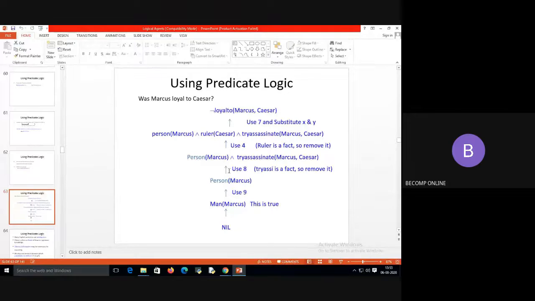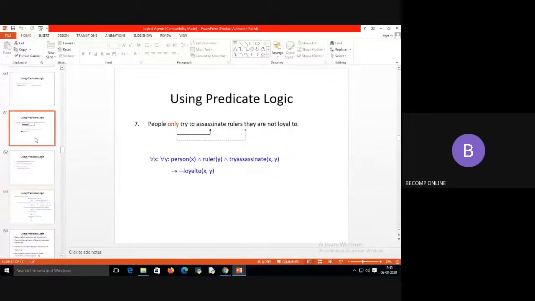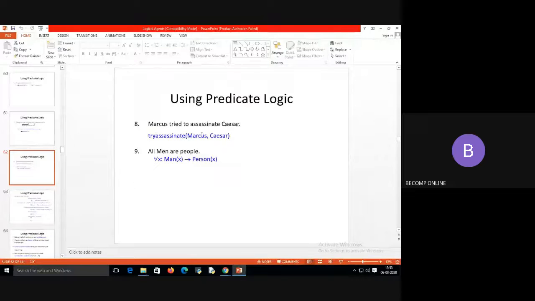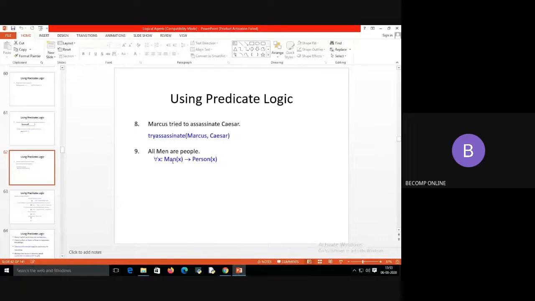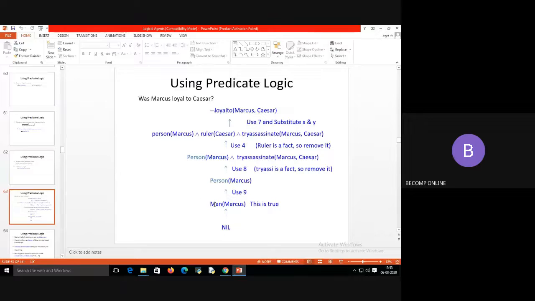Now here it is saying use 8. Use 8 meaning fact number 8 is try assassinate Marcus comma Caesar. So this is also true. So try assassinate is a fact which is true, so remove it. Now I am left with person Marcus. Now in fact number 9, person Marcus, I'll replace x with Marcus, which will give me man Marcus.